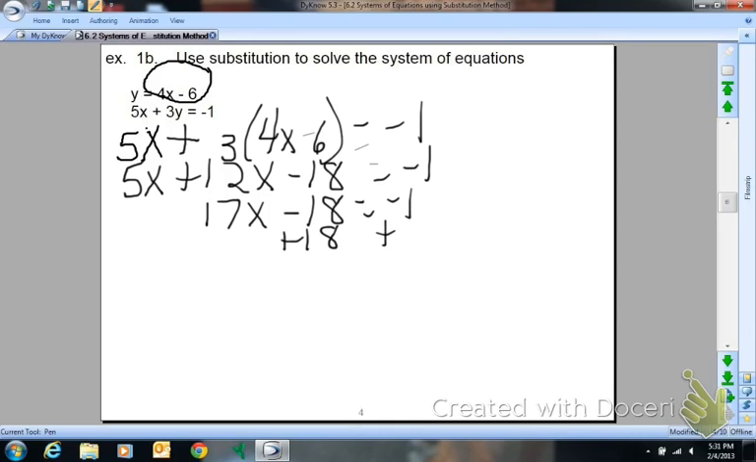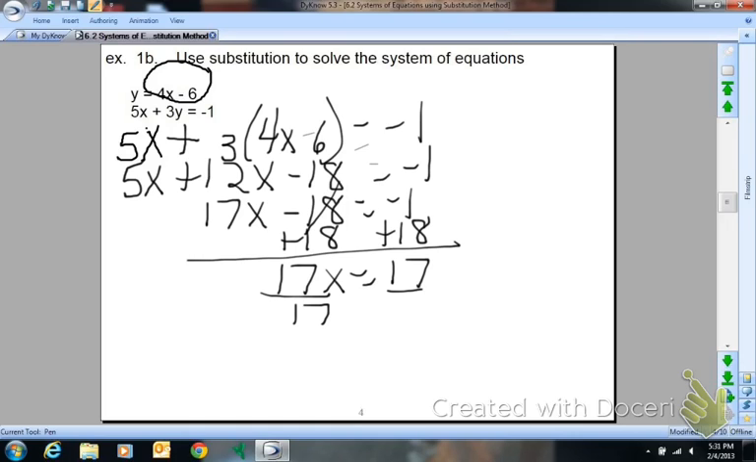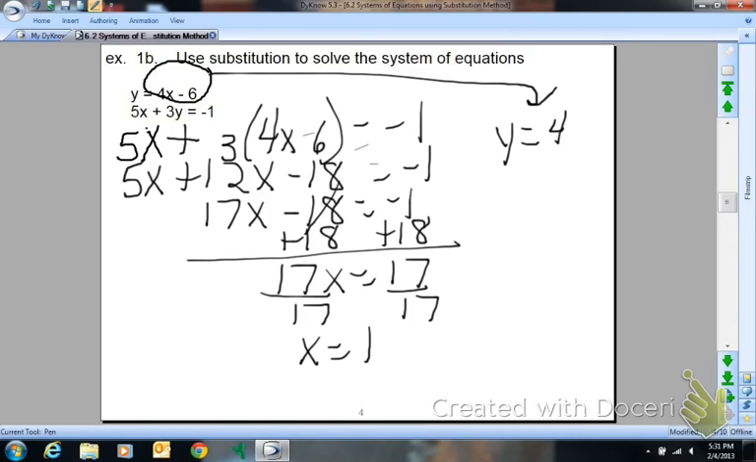Add 18 to both sides. So that 17x is equal to 17. Divide both sides by 17, and you get x is equal to 1. Now we're going to plug in 1 back into the first equation. It says y is equal to 4 times 1 is 4 minus 6. So y is equal to negative 2. So my answer is 1, negative 2.